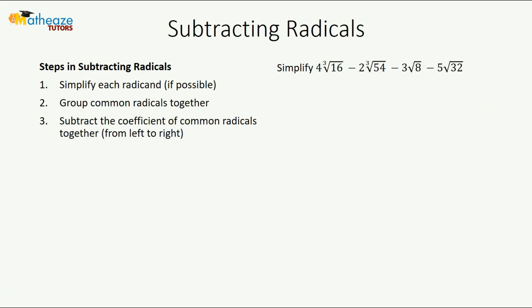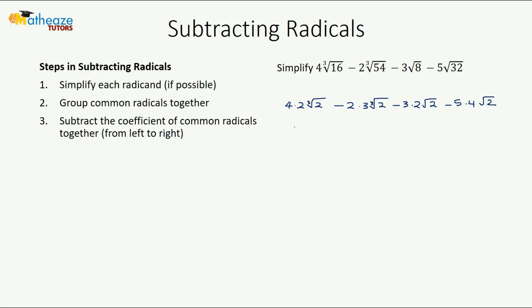Finally, let's look at this. We're going to apply the rules that we have learned so far with understanding the common terms and also simplifying the radicals. So for 16, just based on what we've done before, this is going to give us 4 times 2 cube root of 2 minus 2 times 3 cube root of 2 minus 3 times 2 square root of 2 minus 5 times 4 square root of 2.